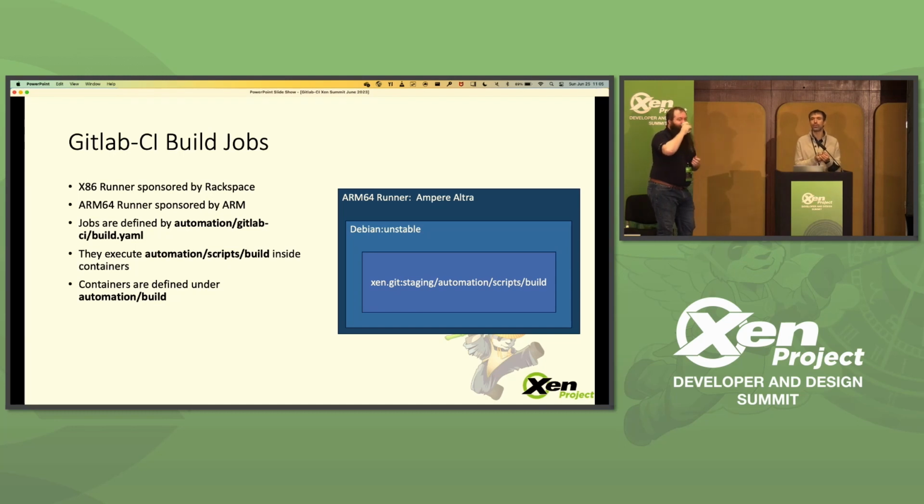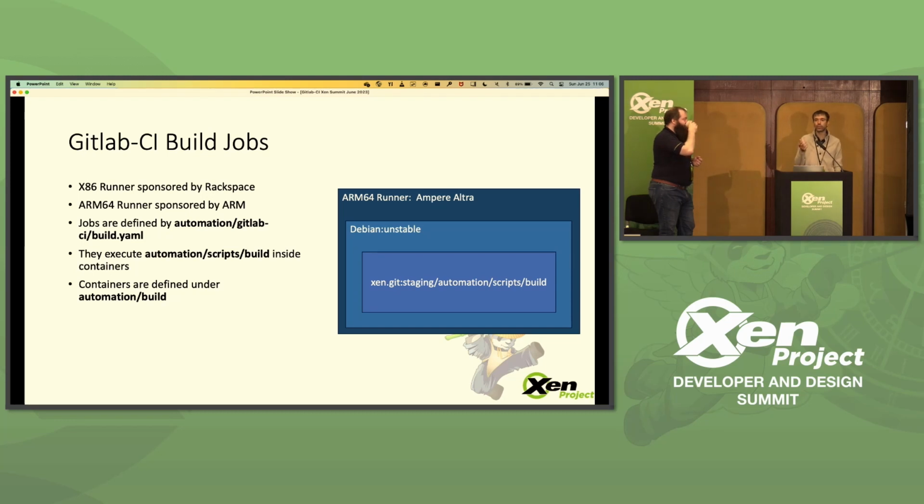So let's say that you have a job with a Debian unstable container. They launch the Debian unstable container, and you always also have the Xen repository already available inside. The GitLab runner always takes care of making available, at a known location inside the container, xen.git with the right branch already checked out. So you enter the container, and you're already there in xen.git with the right branch that you wanted to test.